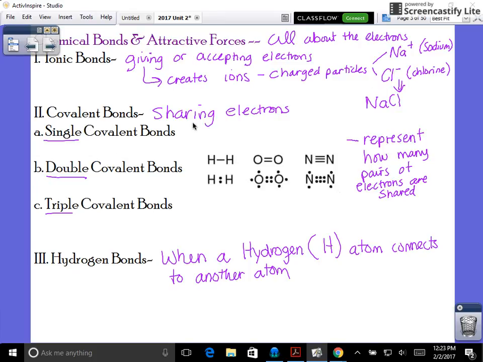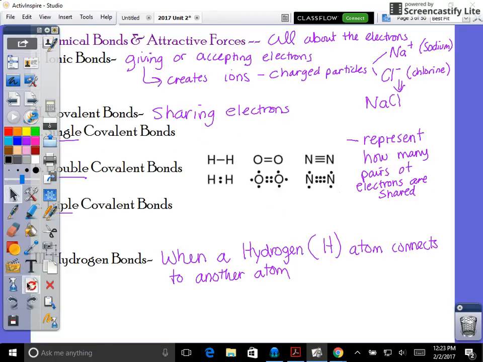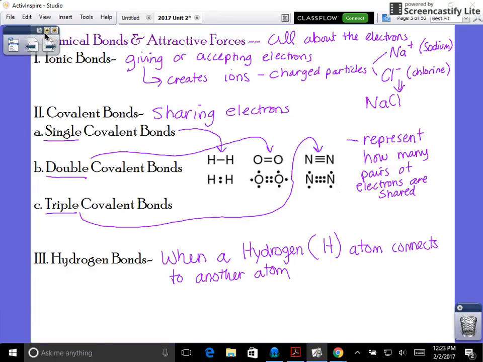Covalent bonds simply are sharing electrons. So if there's a single covalent bond, that means that it shares a single pair of electrons. Double covalent bonds, triple covalent bonds. So go ahead and draw arrows to the pictures that represent the single covalent bonds, the double, and the triple. And you can see I just added my arrows there. And again, the lines represent how many pairs of electrons are shared. Hydrogen bonds, when a hydrogen atom connects to another atom.